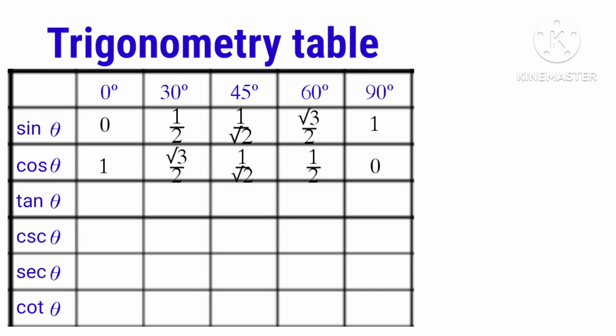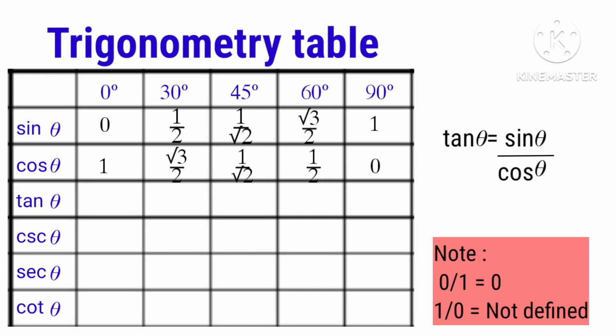Now if we see for tan theta, the formula is sin theta divided by cos theta. So with the two tables filled above, we can fill the tan theta table. So sin 0 degree is 0, cos 0 degree is 1. So 0 by 1 is 0. So next, sin 30 degree is 1 by 2, cos 30 degree is square root of 3 by 2. So when we divide both, 2 and 2 will cancel. So 1 by square root of 3 is the answer for tan 30 degree.